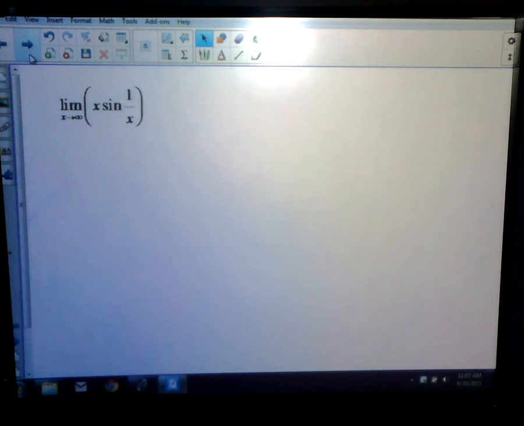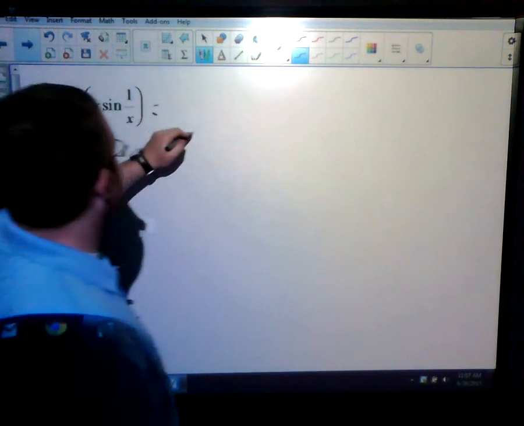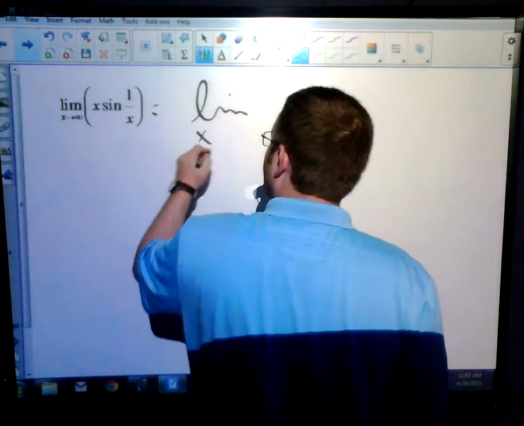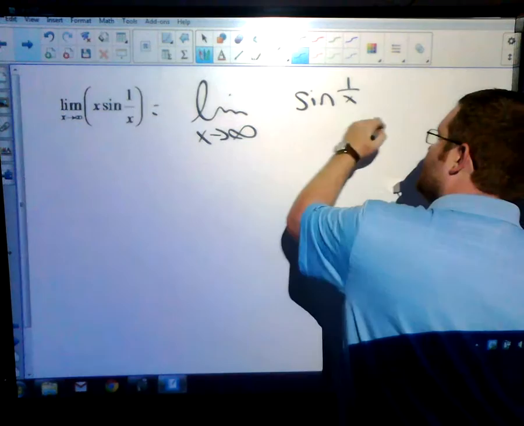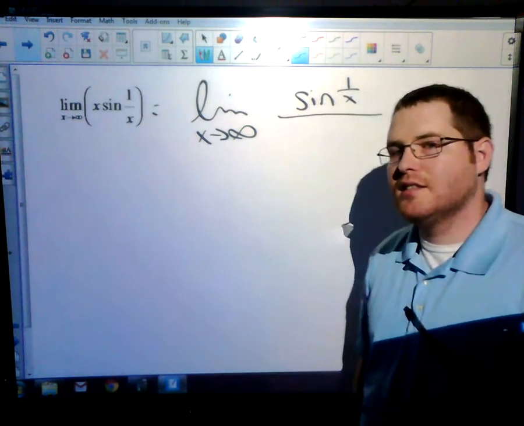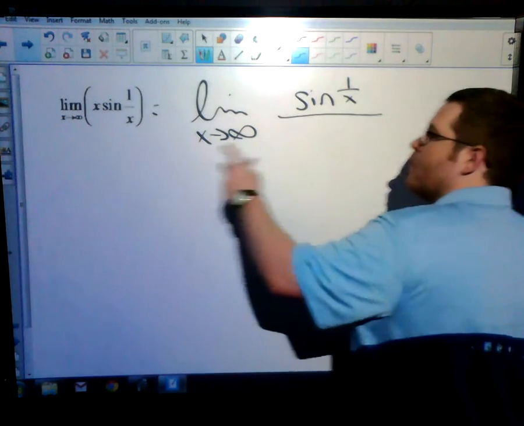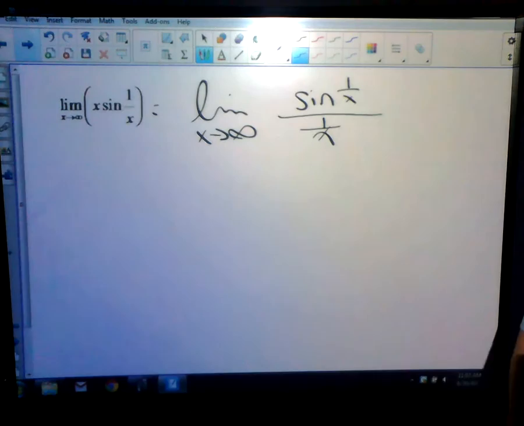Let's take a look at this one. I could not do L'Hopital's rule. Why not? Because it's not a fraction. Is there some way I could rewrite this as a fraction? There sure is. That is the limit as x goes to infinity of sine of 1 over x divided by 1 over x, because multiplying by x is the same as dividing by 1 over x.